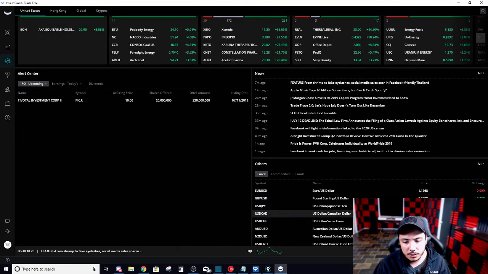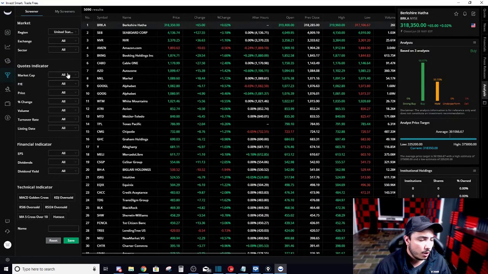Any news, Forex. It has some commodities and funds. I know they're trying to work on the commodity section. So this is the market. If you want to go to the screener, you go to screener. And what you want to do: exchange, sector, market cap, everything is self-explanatory. So put whatever you want to search in here and it'll come out.